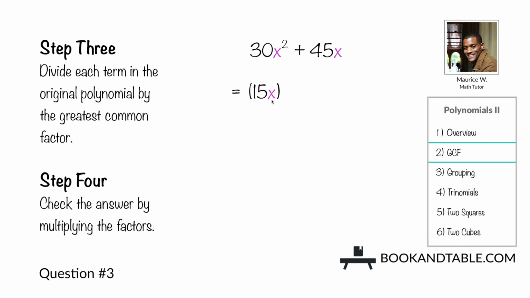The third step, in order to find the second factor of this expression, you want to divide each term in the original polynomial by the greatest common factor, 15x, giving us 30 divided by 15, which is 2. X squared divided by x is x. And now the second term, 45 divided by 15 is positive 3. X divided by x is 1. 1 times positive 3 is positive 3. We wind up with 15x times 2x plus 3.